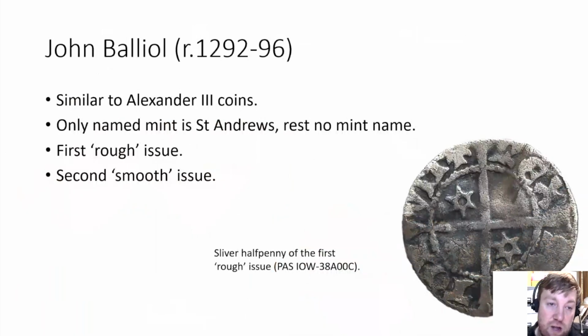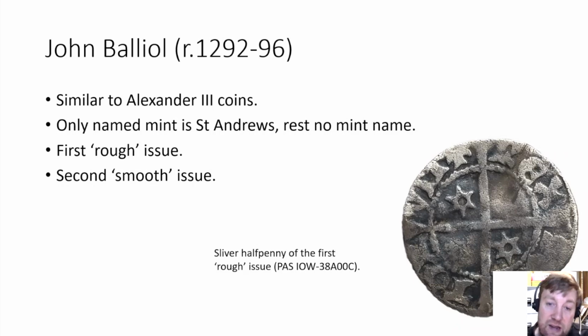As I mentioned, after Alexander's untimely death in 1286, he was succeeded by John Baliol in 1292, when he was inaugurated or chosen after the Great Cause by Edward I to be the next King of Scotland. During that period between Alexander's death, the death of his granddaughter Margaret, the Maid of Norway, in 1290, and John's inauguration in 1292, coins continued to be issued in Alexander's name. It was only when John became king in 1292 that coins were issued in John's name.